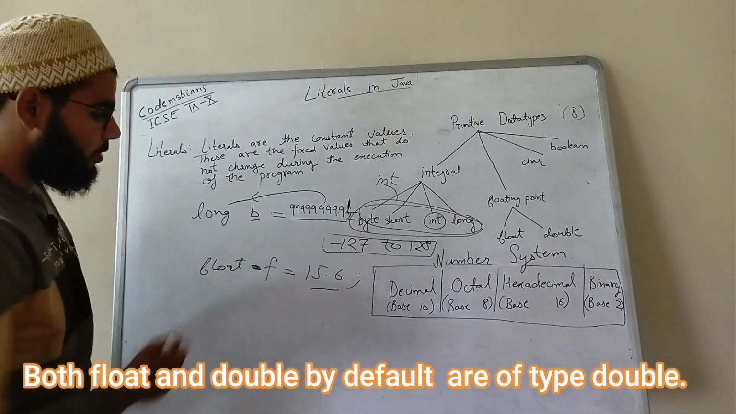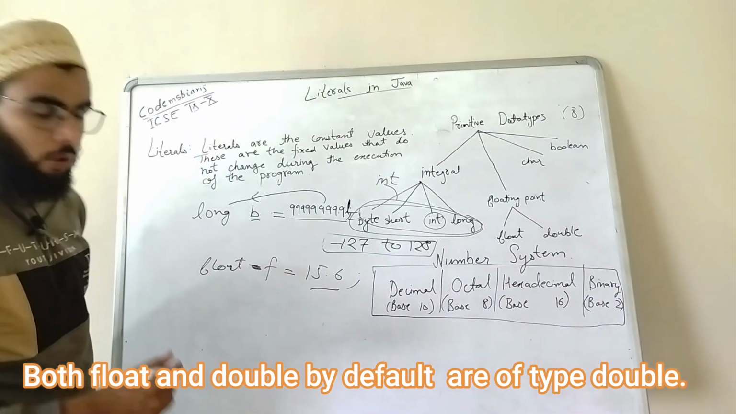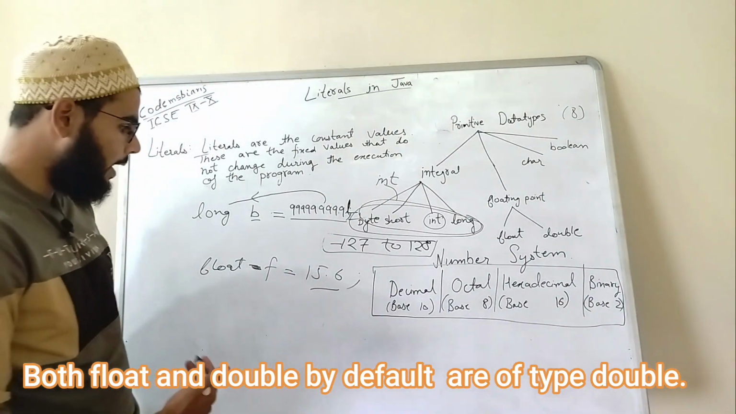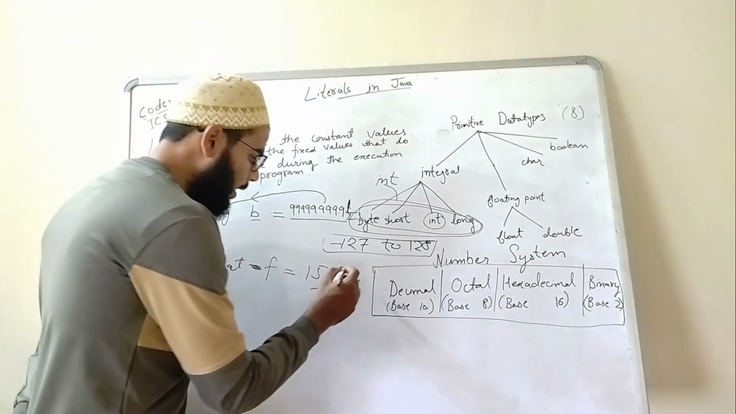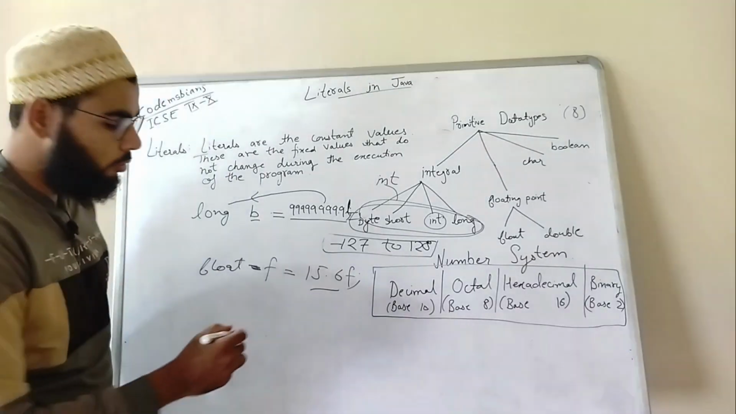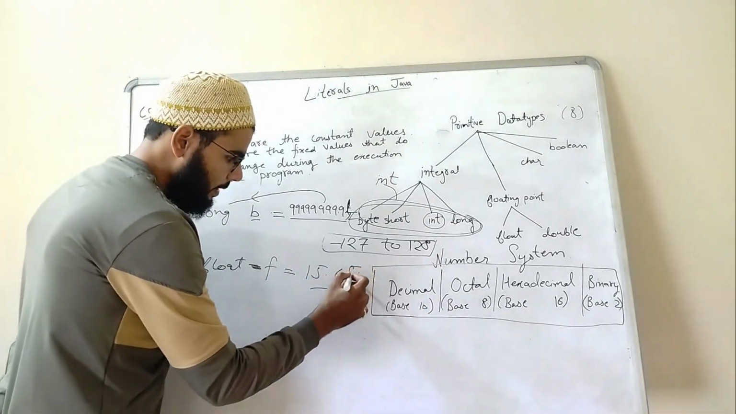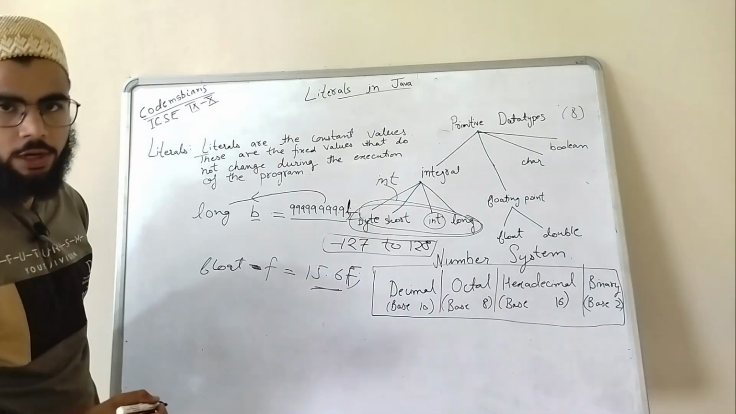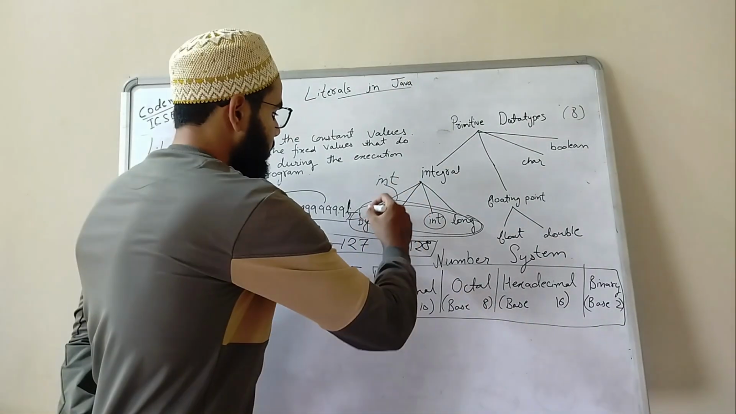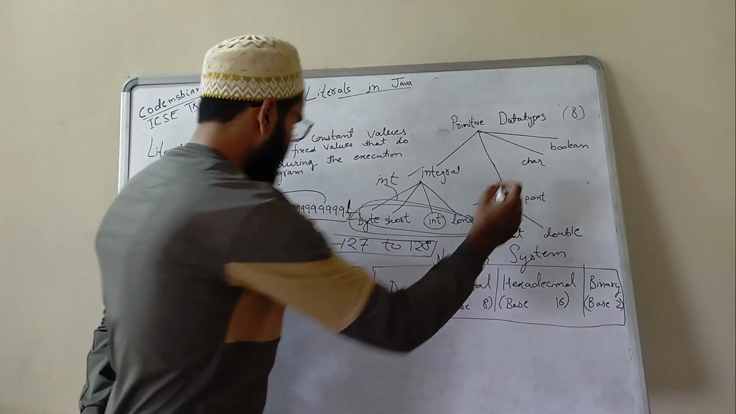So now how do we make this number a float? How do we tell the compiler that this is not a double number but a float number? Very easy. Just go ahead and put f here. Either you can put a small f or a capital F. Both will work fine, right? So this is nothing but the floating point literal.